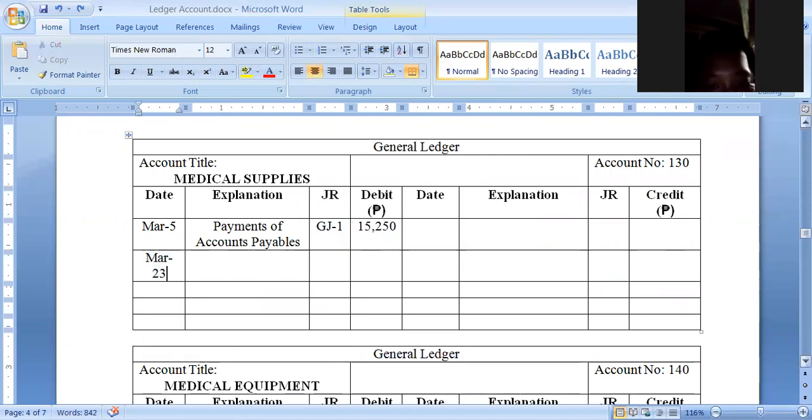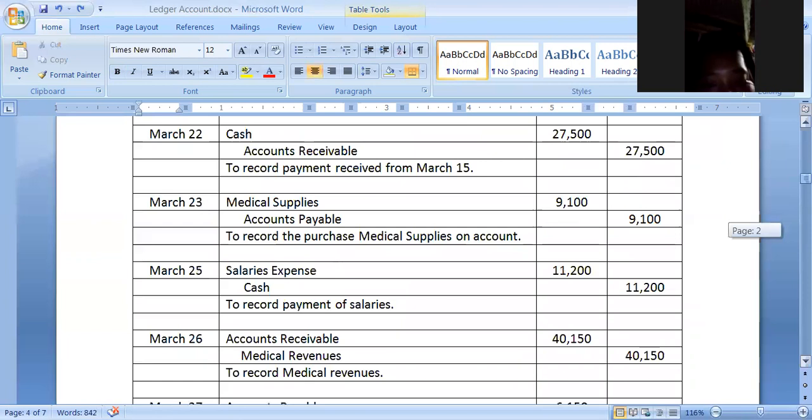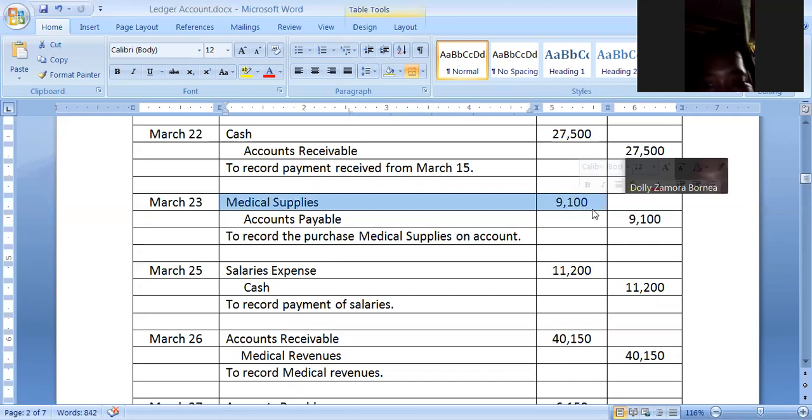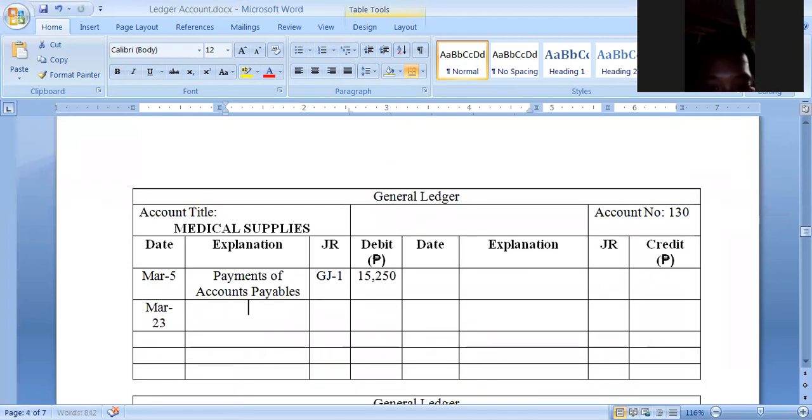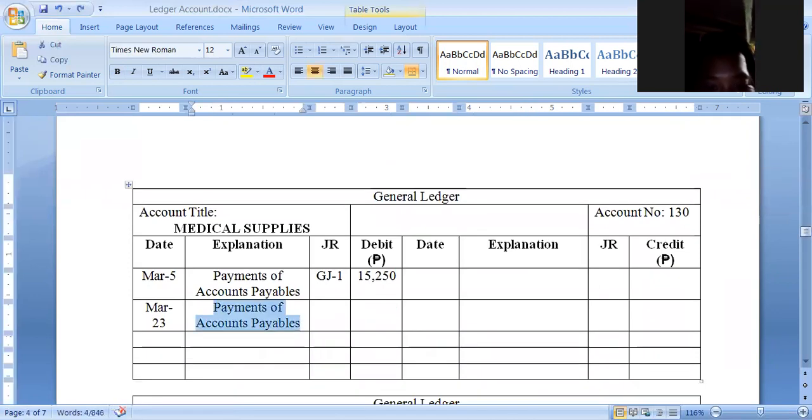March 23. Let's go back to journal entry. Medical supplies, 9,100 is debit. So what's the ledger account? Payments of accounts payable. General journal page 2. Debit 9,100. The balance of the debit is 24,350.